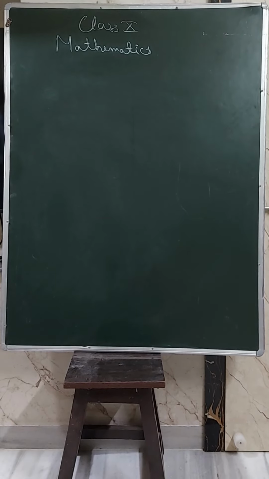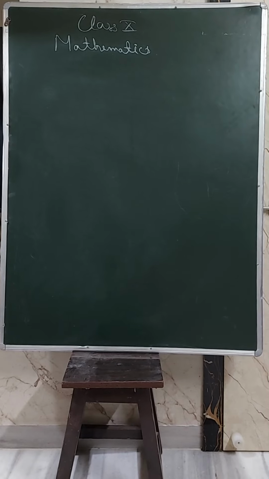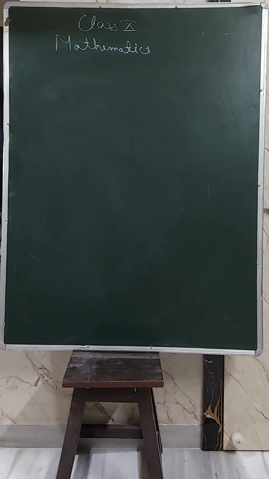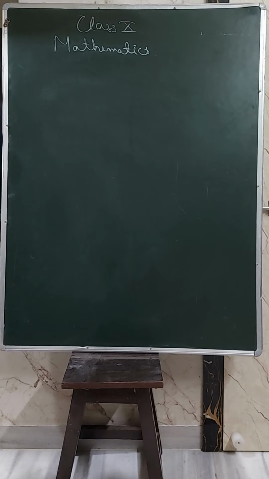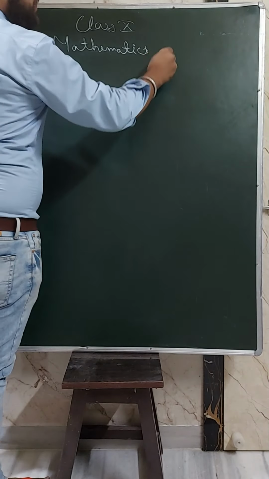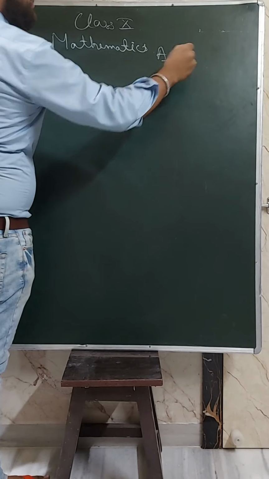Now today we start chapter number 5, that is AP. The first thing I will tell you is what AP is. Arithmetic progression is the chapter. In short, we can write it as AP.